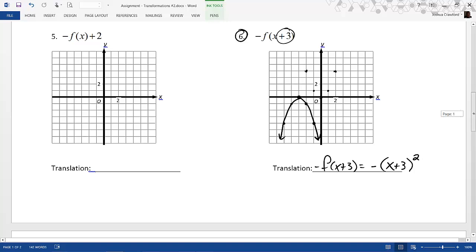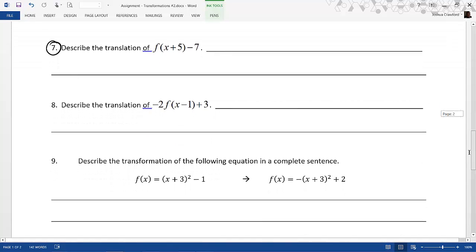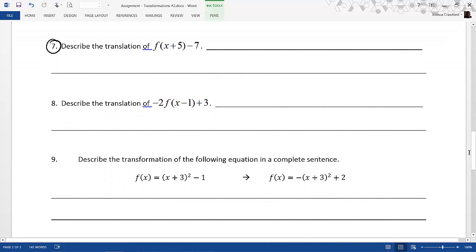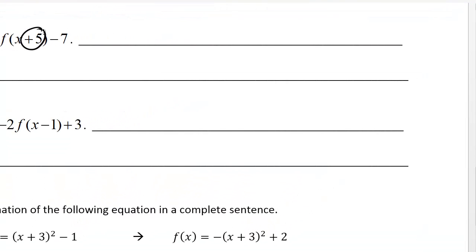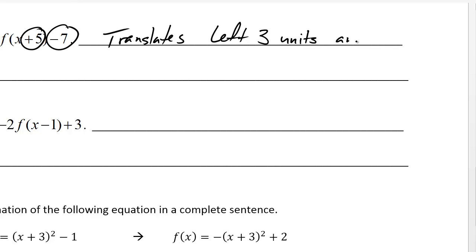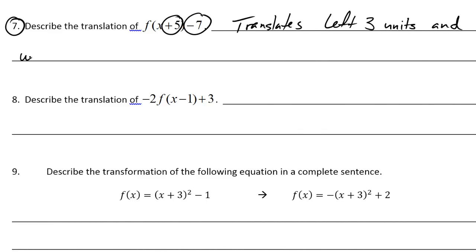Okay, number 7. For 7 and 8, all we're doing is describing the translation. So here we have a positive 5 on the inside, which means left 5, and then minus 7 on the outside, which means down 7. So we're going to say translates left 3 units, and down 7 units. Okay, that's it.